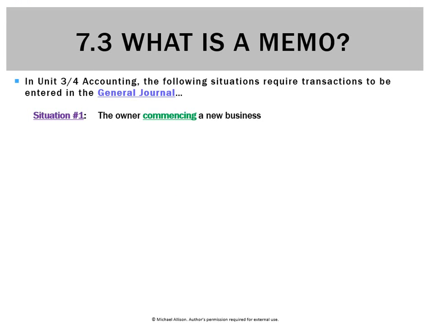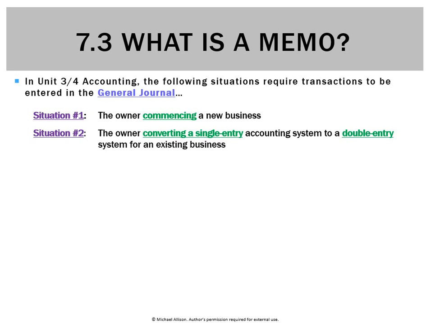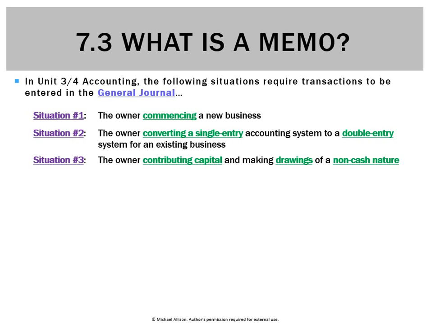In this case, we're going to need memos in the general journal for the following situations in chapter 7. Situation 1, the owner starts a new business. Situation 2, the owner converts a single entry accounting system to a double entry accounting system. Situation 3, the owner makes a capital contribution or takes drawings that aren't cash. So it could be a vehicle, computer, stock, that sort of thing.